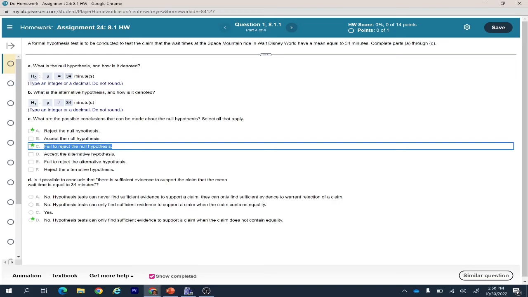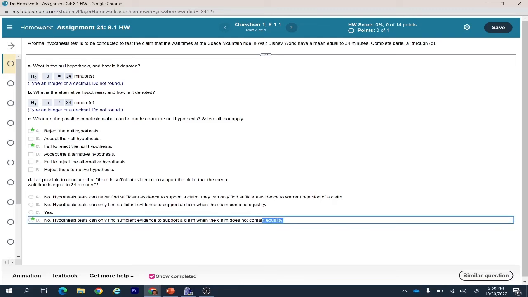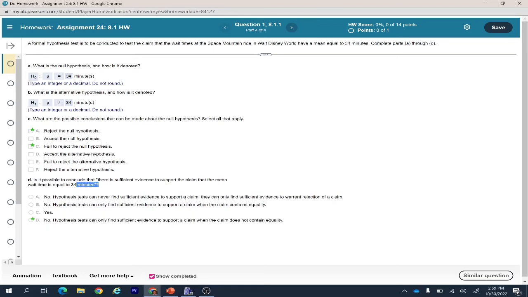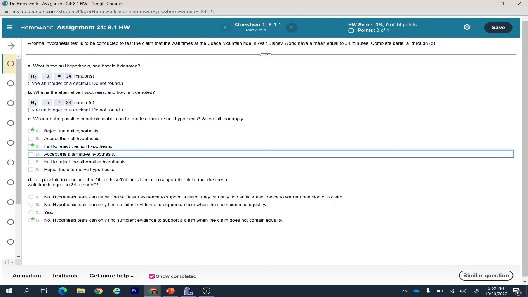Okay, the last question: is it possible to conclude that there is sufficient evidence to support the claim that the mean wait time is equal to 34 minutes? No, the answer is no, because a hypothesis test can only find sufficient evidence to support a claim when the claim does not contain equality. If it's equal, then no matter how many hypothesis tests you do, you cannot create sufficient evidence which supports the claim that the mean equals the value you have given. That's number one.